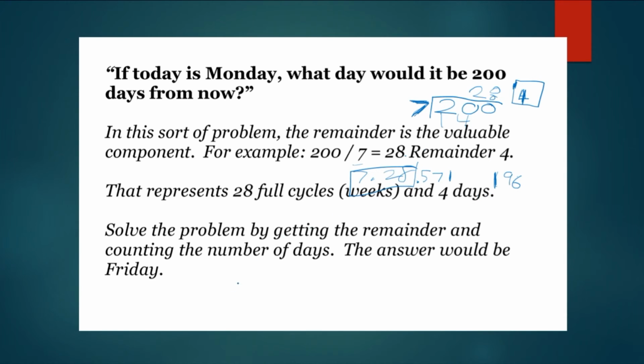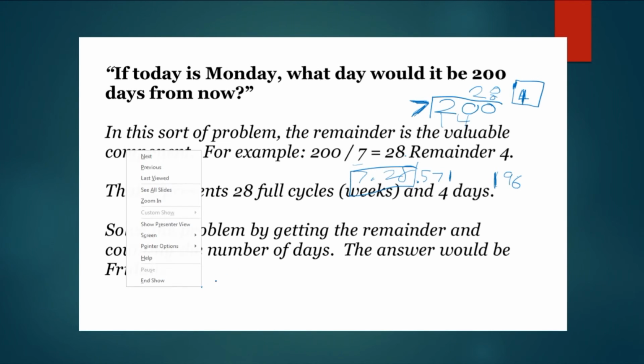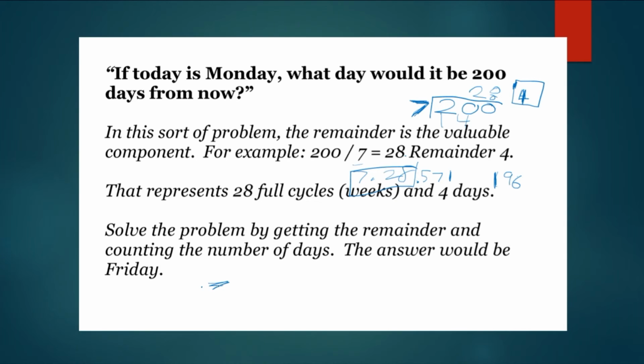Let me try this in one more situation. Obviously, if it's Monday today, in 7 days it'd be Monday again, and in 14 days it'd be another Monday, and in 21 days another Monday, and in 28 days another Monday, and so on and so forth. What if the question was much easier and just said 36 days? Well, we know 7 goes into 35, and then we just add one more day.